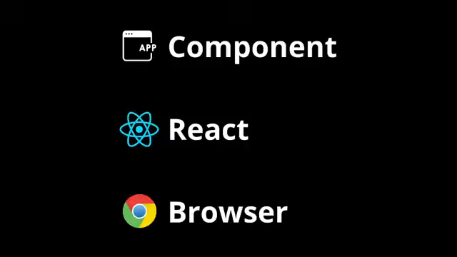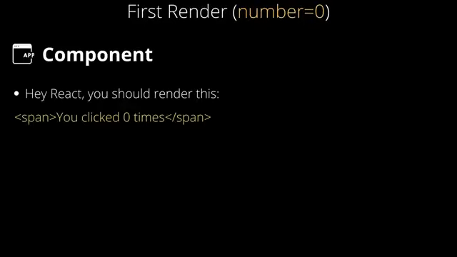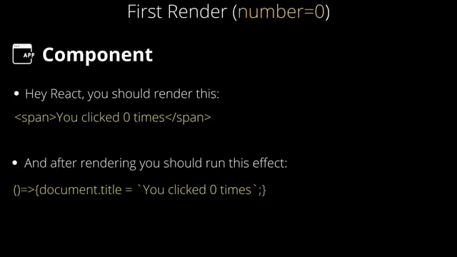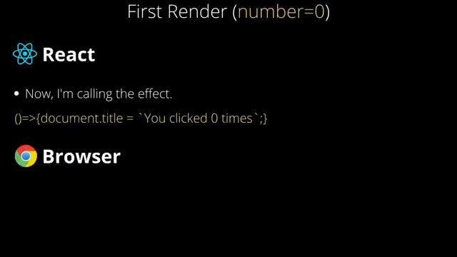Essentially, we have three main elements: our component, React itself, and the browser. And in the first render, the number is 0. The component says, "Hey React, you should render this HTML result. And after rendering, don't forget to run this effect." And React says, "Hey browser, we have some changes to update DOM." And finally, browser takes those changes and shows them on the screen. And after this rendering process, React finally runs the effect that we give, and the browser takes those changes and shows them on the screen again.